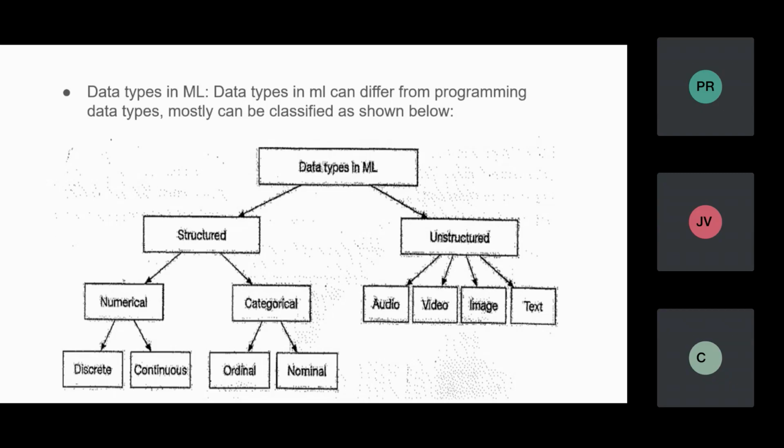Discrete data types are unique values which can be used to identify data, whereas continuous is the kind of data where the measurement is needed, like wind speed, average height of a person, etc.